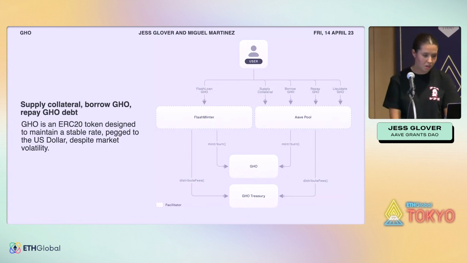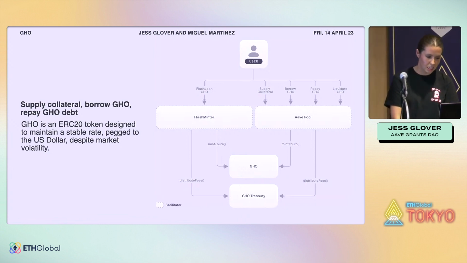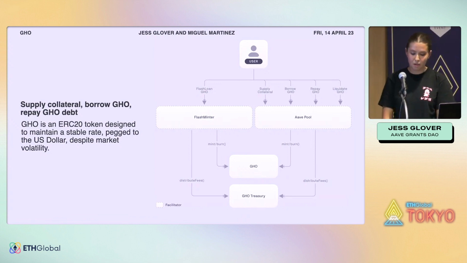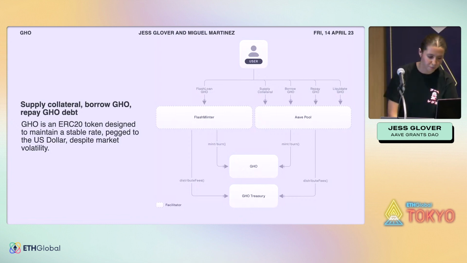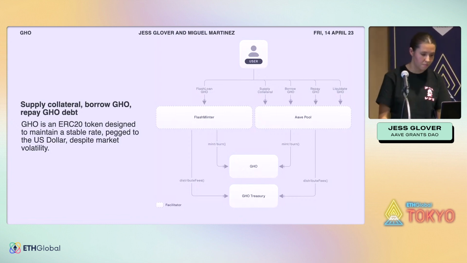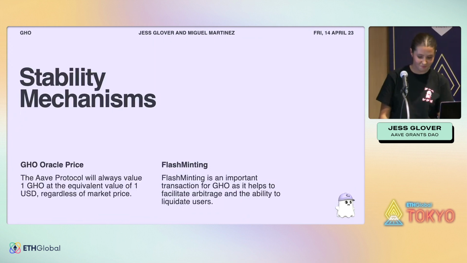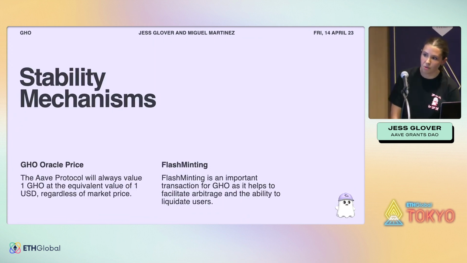So how does GHO work? GHO is an ERC-20 token designed to maintain a stable rate pegged to the US dollar. You can still supply collateral, borrow GHO and then repay GHO debt. As you can see from the diagram, this is what happens in the protocol. Some of the stability mechanisms: the Aave protocol will always value one GHO at the equivalent value of one USD.